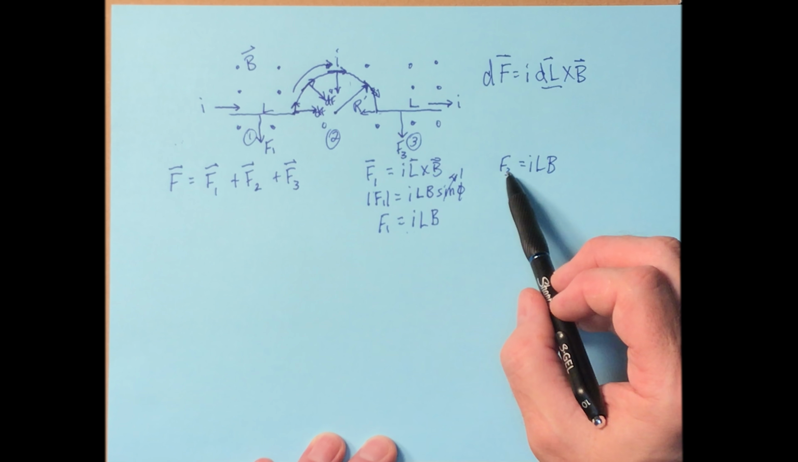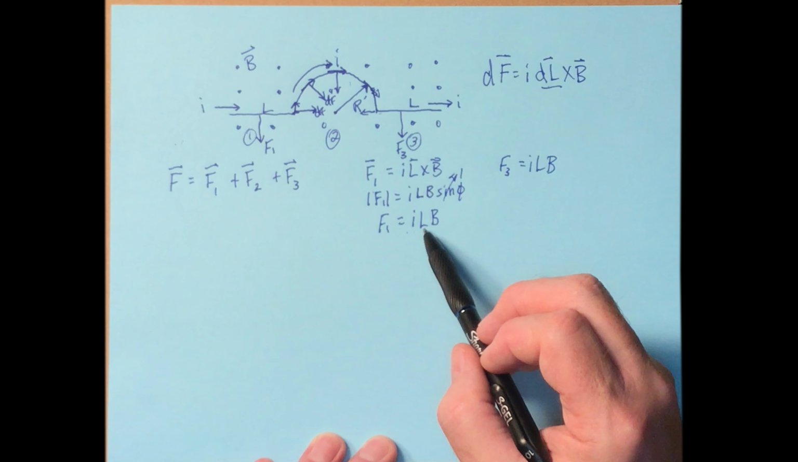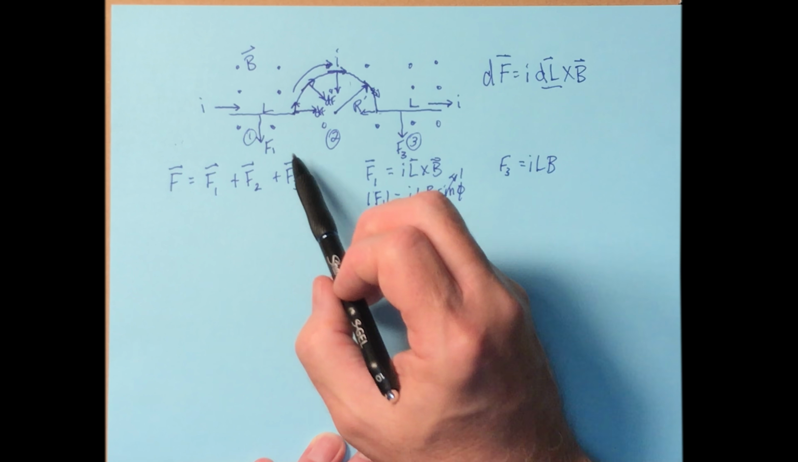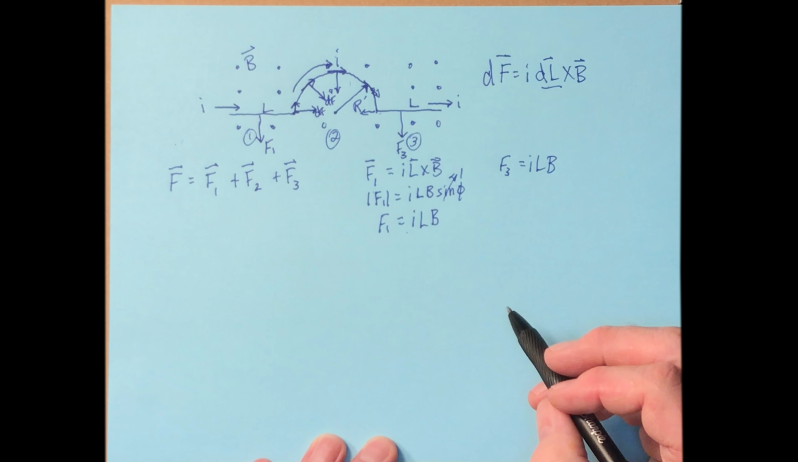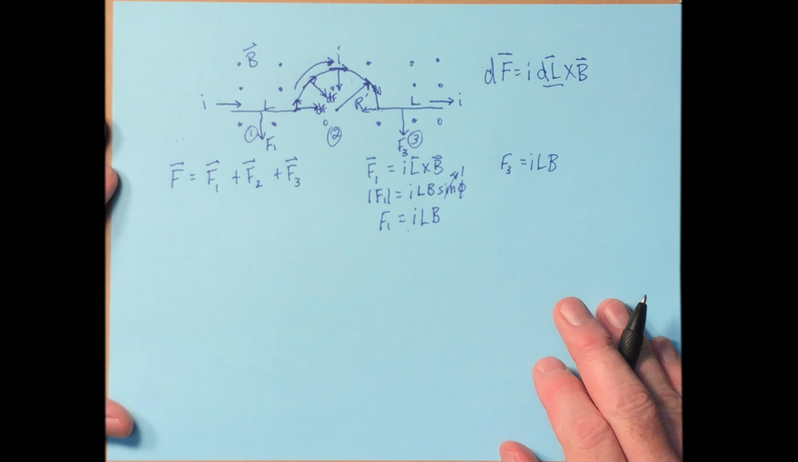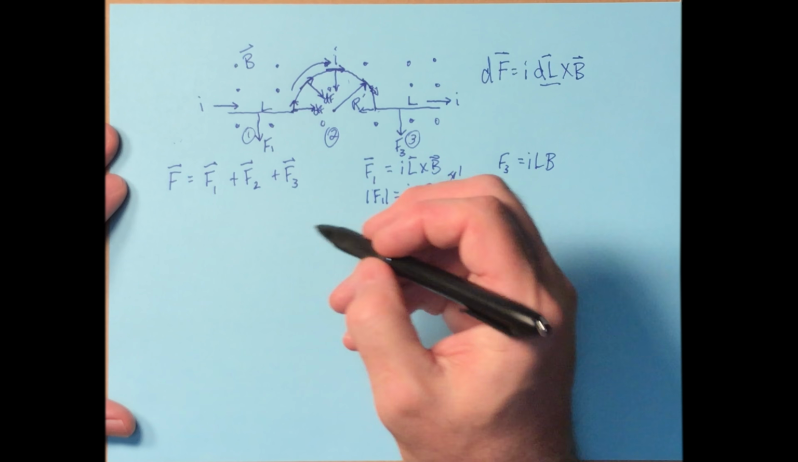This is F1 plus F3, which is just 2ILB. And we do say that because they point in exactly the same direction. All right, so we need to deal with area 2 now.